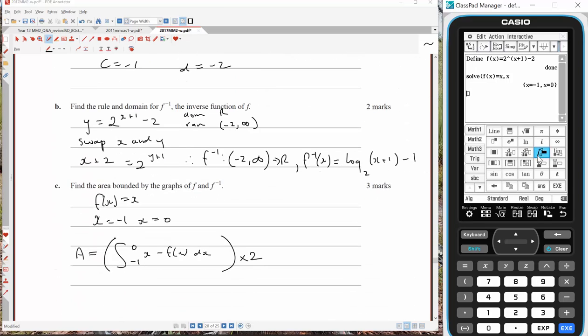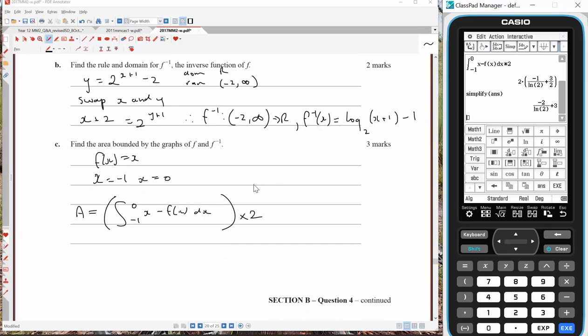Okay, so slam that into the calculator. Integral from -1 to 0 of x take f of x dx, multiplied by 2, gives us that, and when we simplify it, it gives us that. Okay, so far so good.